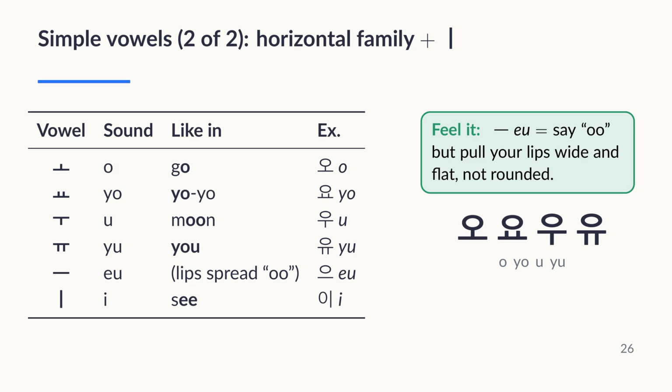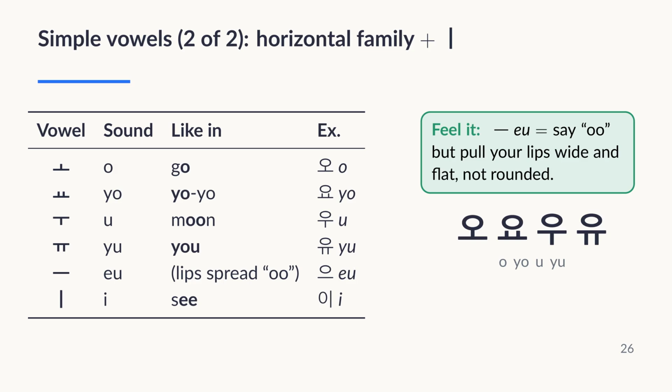The third is U, a rounded sound like the U in moon. The example is U. The fourth is U, like the word you. The example is U, once more the plain vowel plus a stroke. The fifth is EU, and this is the one new sound English does not really have. To make it, say oo as in moon, but instead of rounding your lips into a circle, pull them wide and flat as if smiling. That flat, unrounded oo is EU, the example is EU.